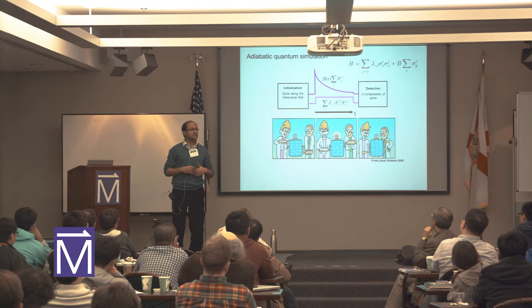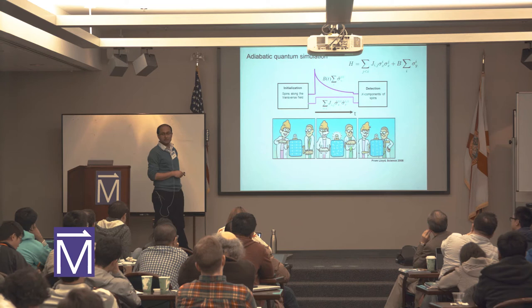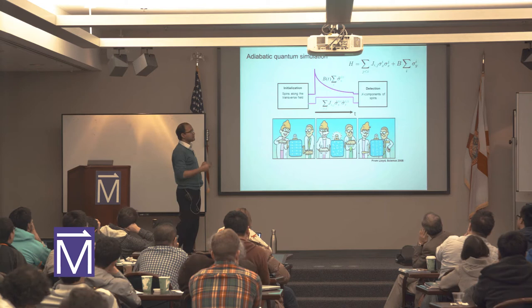So in an adiabatic quantum simulation, what happens is, let's say I want to simulate this Hamiltonian, which is a transverse Ising model. It's a long-range transverse Ising model. Jij is the interaction between the x components of the spin, and then sigma y is the y component of the spin, which is coupled to an external magnetic field. And this is a quantum Hamiltonian because these two parts don't commute with each other.